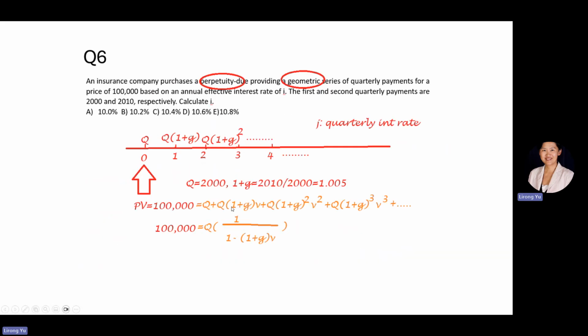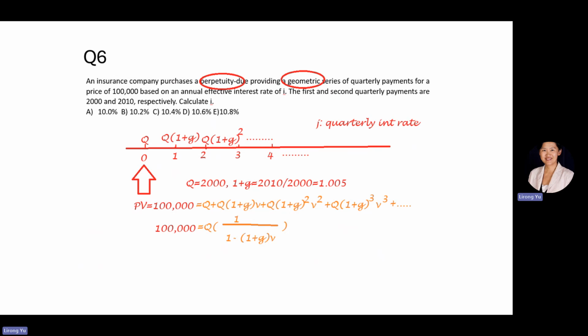The computer is frozen. All right, you factor the common factor, which is a Q, and then the rest is 1 plus JV plus J squared V squared plus J cubed V cubed. It's a geometric infinite sum. According to the geometric series summation formula, the infinite sum is 1 over 1 minus R. The R will be the common ratio.